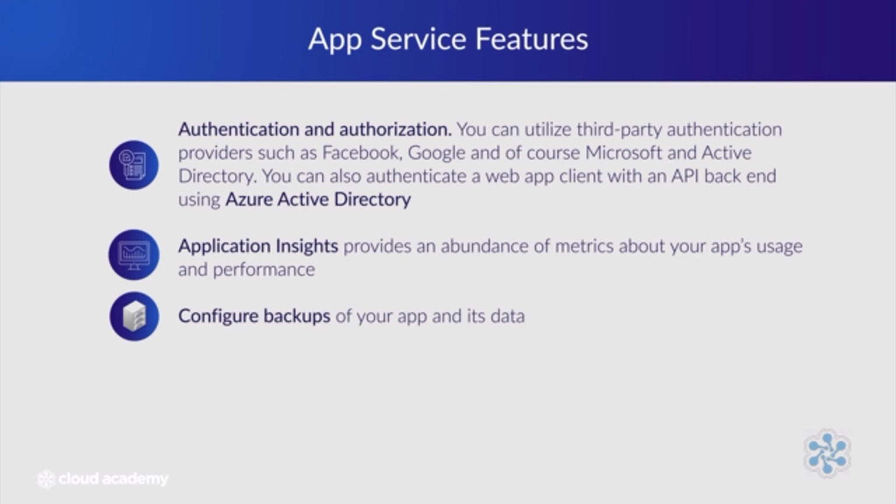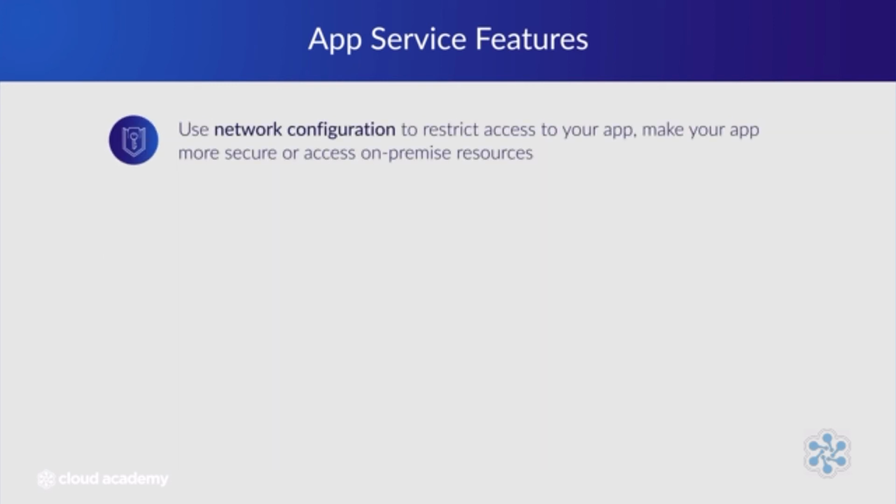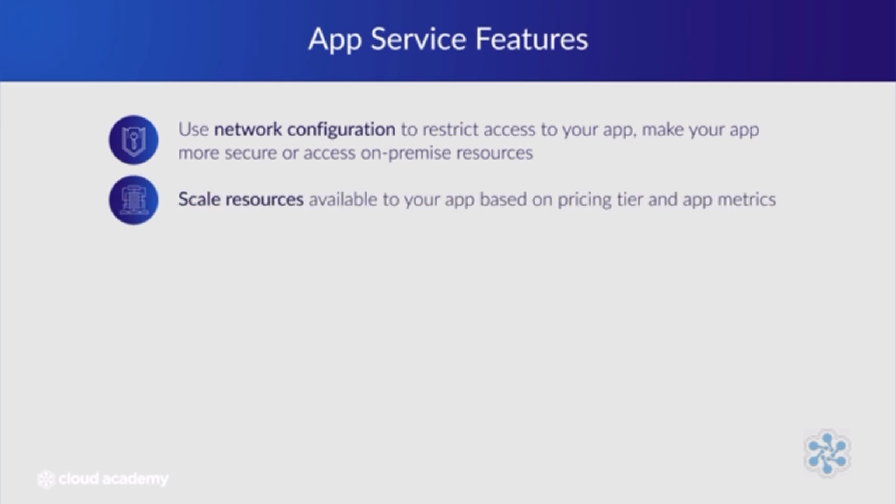Configure backups of your app and its data. Set up a custom domain that is something other than the default .azurewebsites.net. Toggle TLS and SSL settings and use security certificates. Use network configuration to restrict access to your app, make your app more secure, or access on-premise resources. Scale resources available to your app based on pricing tier and app metrics.